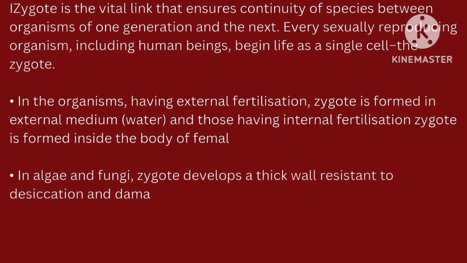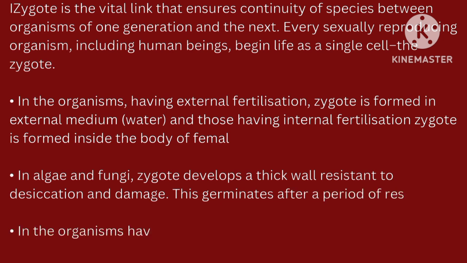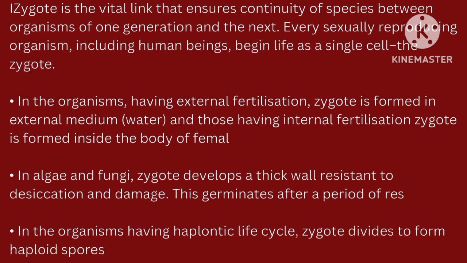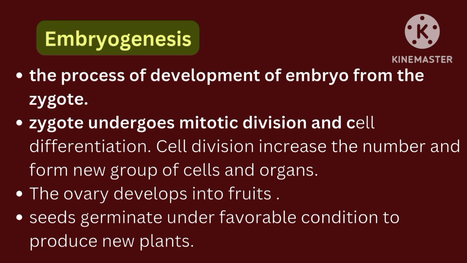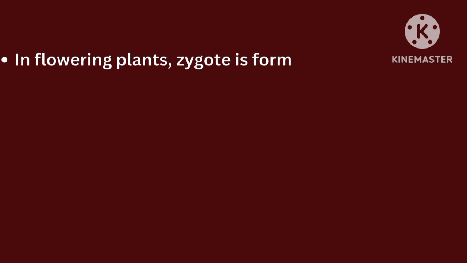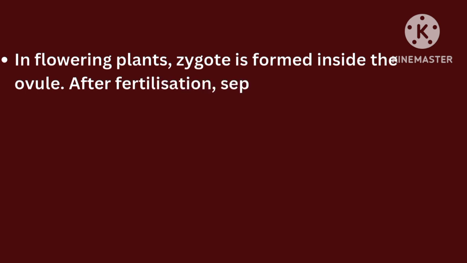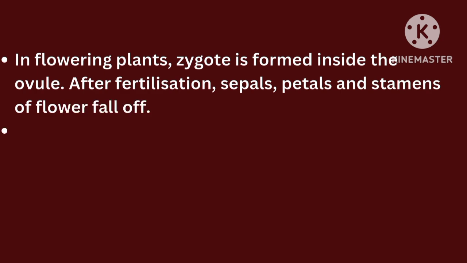In algae and fungi, the zygote develops a thick wall resistant to desiccation and damage. This germinates after a period of rest. In organisms having a haplontic life cycle, the zygote divides to form haploid spores that germinate to form a haploid individual. Embryogenesis is the process of development of the embryo from the zygote. During this, the zygote undergoes mitotic division and cell differentiation. Cell division increases the number of cells, and cell differentiation helps in formation of new groups of cells and organs.